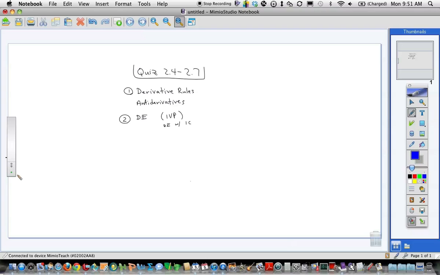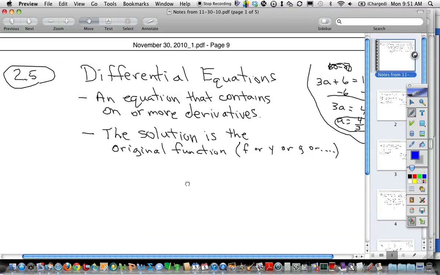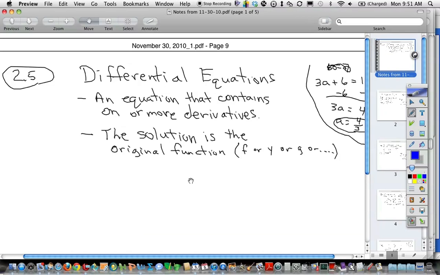Of course, with differential equations, I don't think you need to go back and rewrite all this. Let me show you on the screen here. Okay, so this is all in your notes. I don't think there's any sense writing this down all over again.